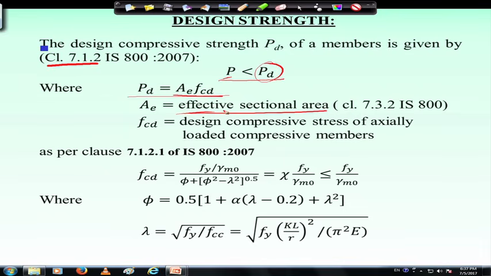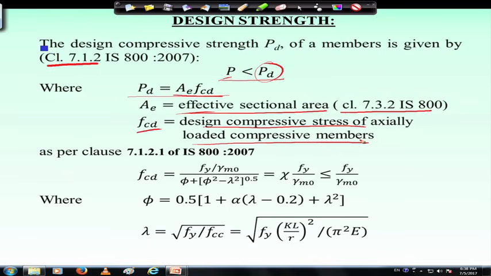where A e is the effective sectional area, which is defined in clause 7.3.2. Unlike tension member, in case of compression member, effective sectional area will be the gross area in general. We generally do not deduct the hole area, because the bolt or rivet whatever we provide are intact with the member. So, the gross area will become the effective sectional area, and F c d is the design compressive stress of axially loaded compressive member. So, we have to find out F c d, the design compressive stress.